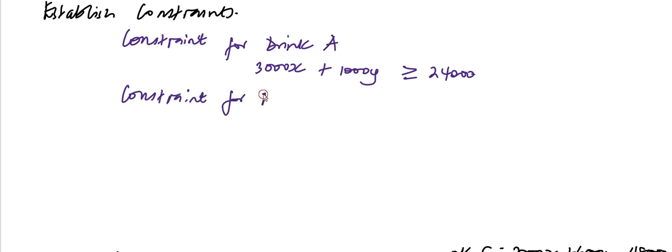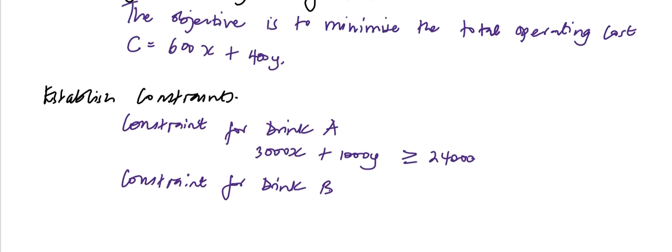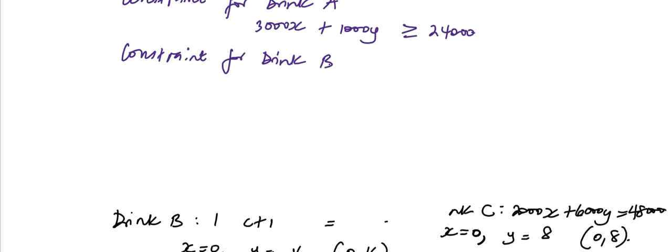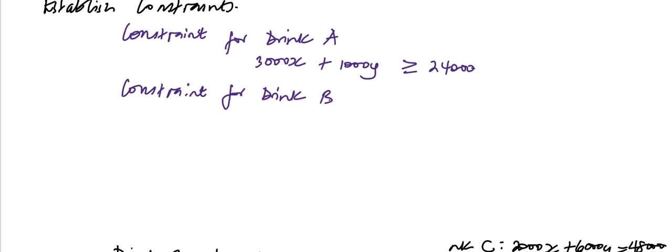Constraint for drink B. According to the available information, plant 1 produces 1,000 bottles of drink B per day. Then plant 2 produces 1,000 as well, that is per day. And the total demand for drink B is 16,000 bottles. So this is represented by 1,000x plus 1,000y greater than or equal to 16,000.